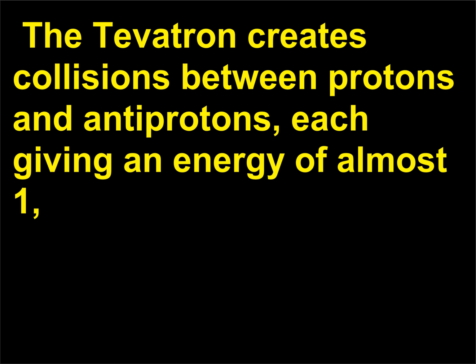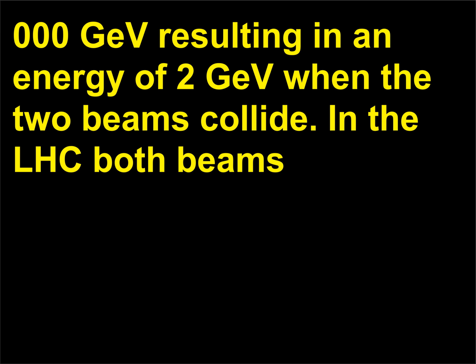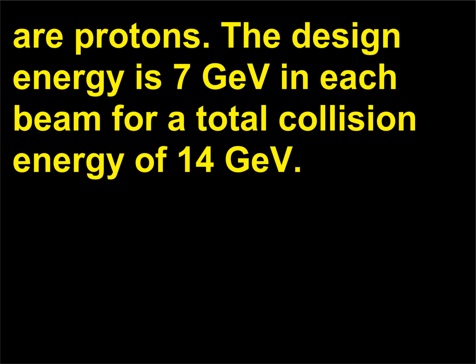The Tevatron creates collisions between protons and antiprotons, each giving an energy of almost 1,000 GeV, resulting in an energy of 2,000 GeV when the two beams collide. In the LHC, both beams are protons. The design energy is 7,000 GeV in each beam for a total collision energy of 14,000 GeV.